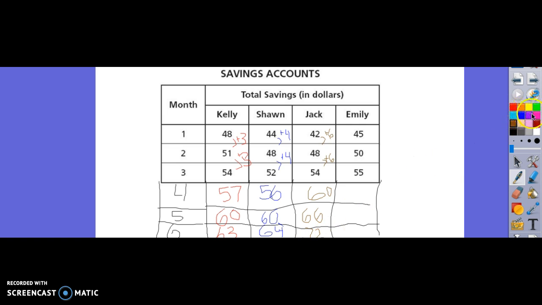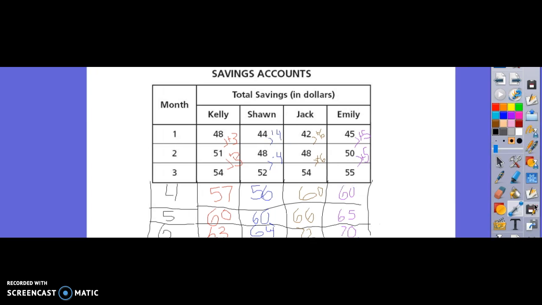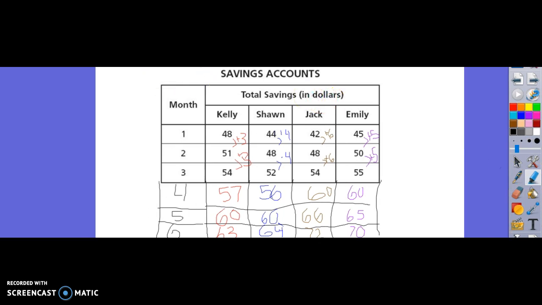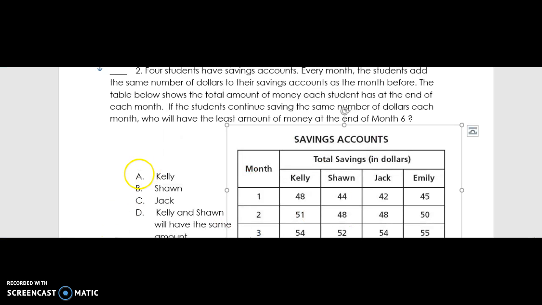Last but not least, Emily goes from 45 to 50, 50 to 55. What is her pattern? Add 5. So what's 55 plus 5? 60. 60 plus 5? 65. 65 plus 5 is 70. So looking at month 6, who has saved the least amount of money? Kelly. So your answer is A, Kelly.